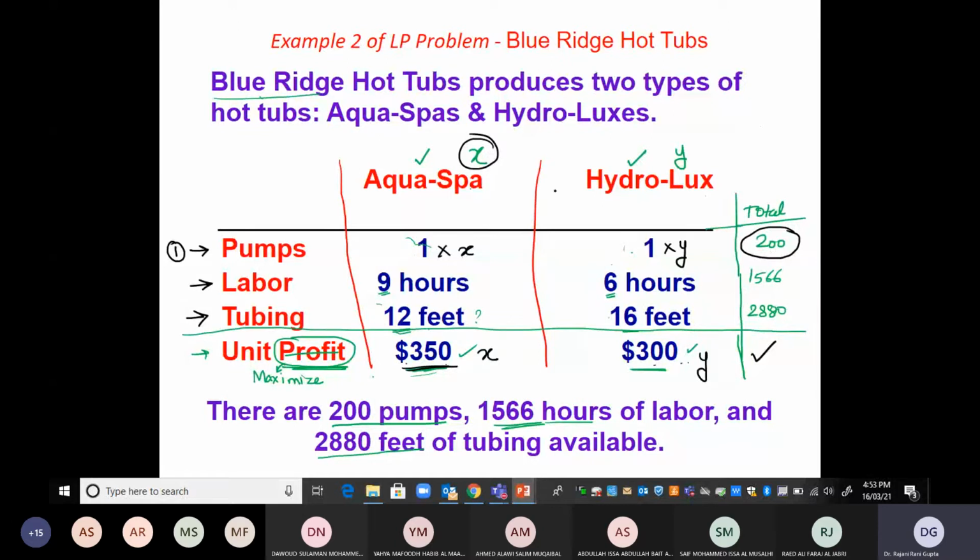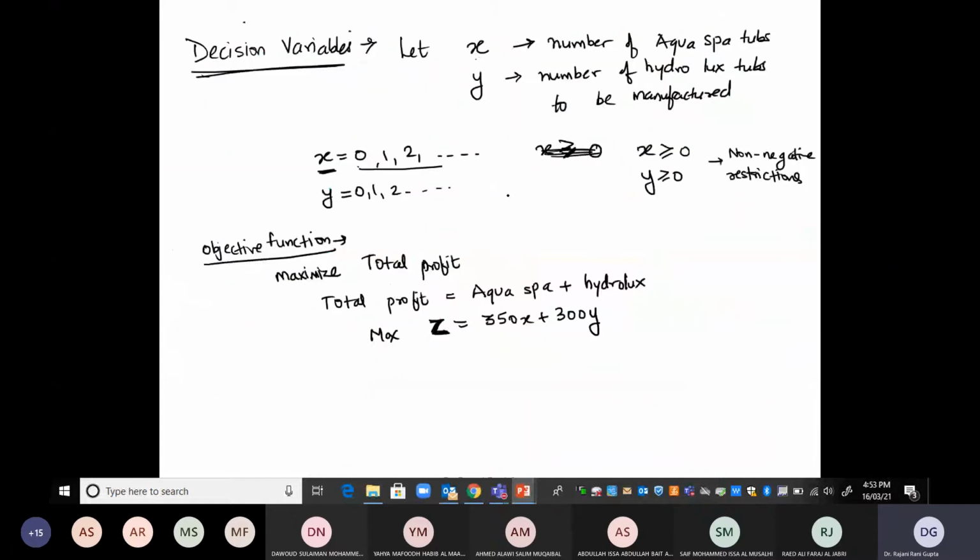So the constraint corresponding to pumps will become: first is 1X for Aquaspa, 1Y for Hydrolux. Total pumps available are 200. So we can either use all of them or less than that. Similarly, the second comes from the labor.